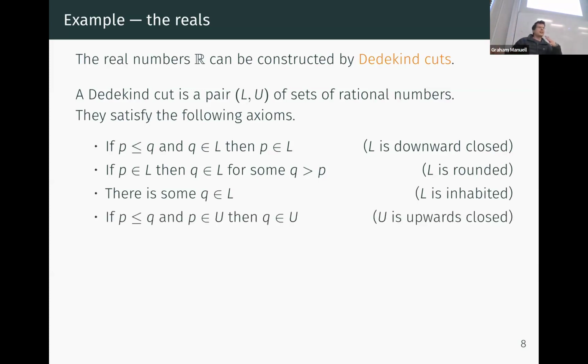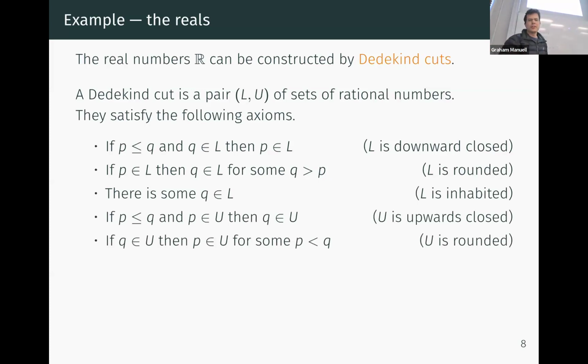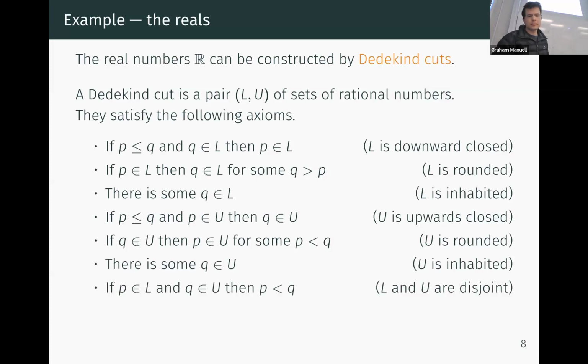And then you can do similar things for U. U should be upwards closed, U should be rounded, U should be inhabited. Exactly dual. Then there's an axiom that relates L and U, and essentially you could think of it as saying that they're disjoint. If we have something in L and something in U, then the thing in L must be smaller than the thing in U, because a lower bound for a real must be smaller than an upper bound for the real. Again, this is kind of intuitive.